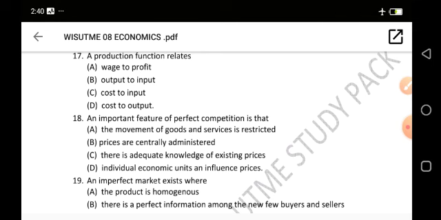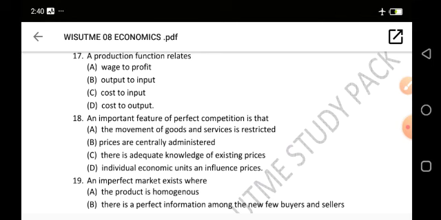So under perfect competition, we're talking about market according to price. Under that we have the perfect market and the imperfect market. Looking at that question critically, one of the important features of a perfect competitive market: number one, the movement of goods and services is restricted.